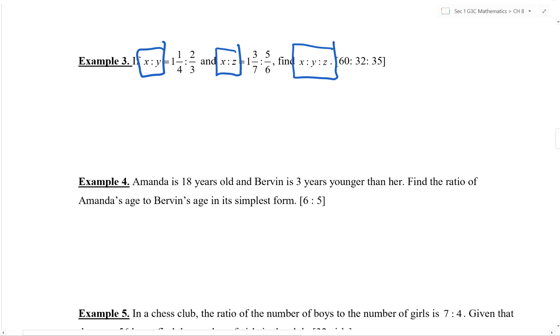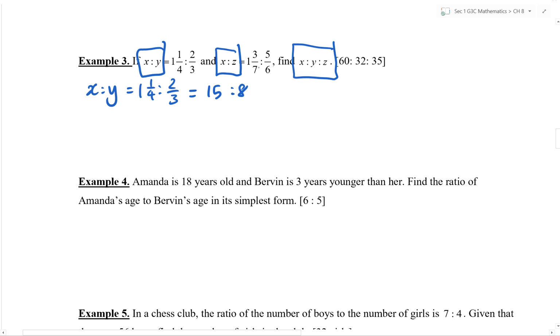So let's begin. X to y is 1 1/4 to 2/3. This is equivalent to 15:8. You just need to multiply it by the correct integer. I leave it to you to find out what that integer is. You can also use your calculator to help you.